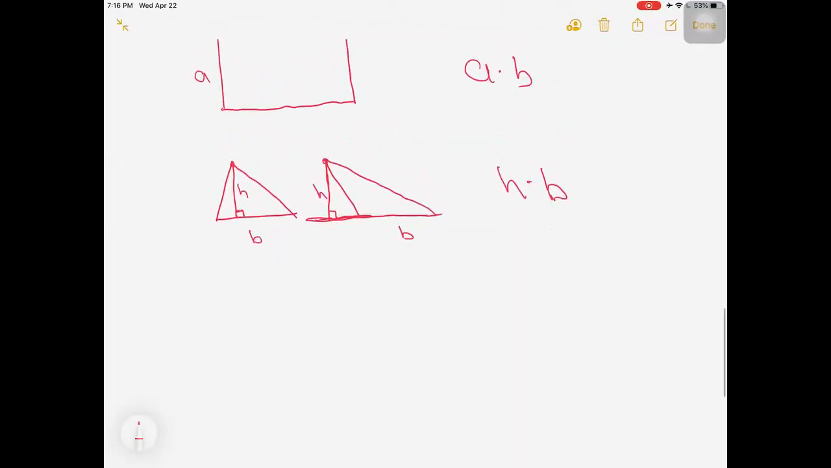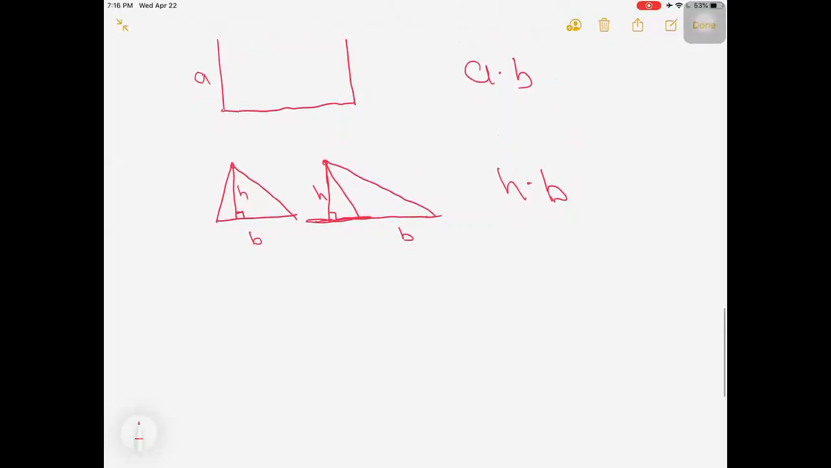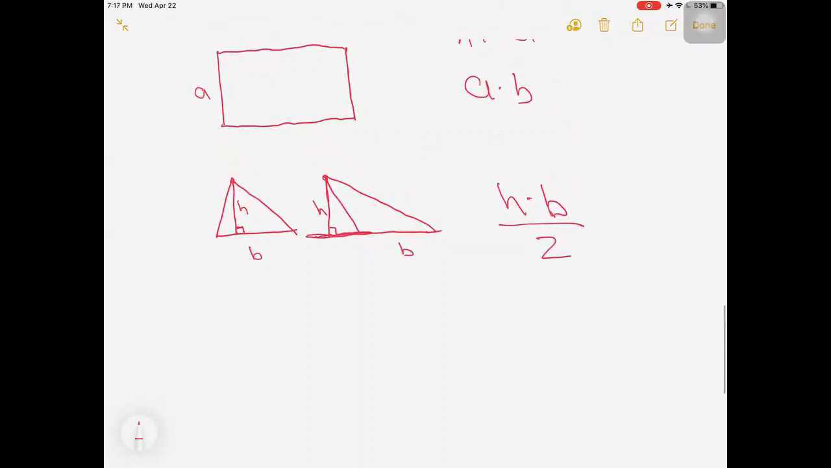Wait, this makes sense to everyone, right? Oh, it's over 2. My bad. Yeah, you multiply them and divide by 2.